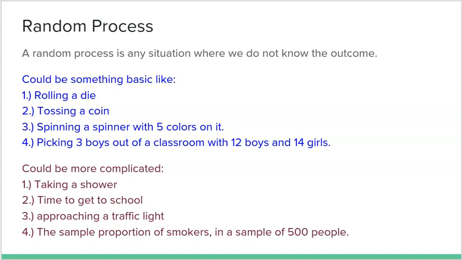Random processes can be pretty basic, like rolling a die, right? I don't know what's going to happen when I roll a die. Tossing a coin. Before I toss the coin, I don't know what's going to happen. Spinning a spinner with 5 colors on it, I don't know what's going to happen. I don't know the outcome.